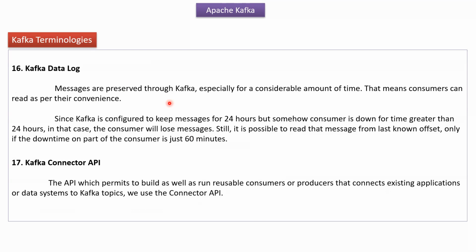Kafka data log. Messages are preserved in Kafka for a considerable amount of time. That means consumers can read as per their convenience. Suppose Kafka is configured to keep messages for 24 hours, but the consumer is down for longer than 24 hours. In that case, the consumer will lose all the messages. Still, it is possible to read messages from the last known offset only if the consumer's downtime is just 60 minutes.